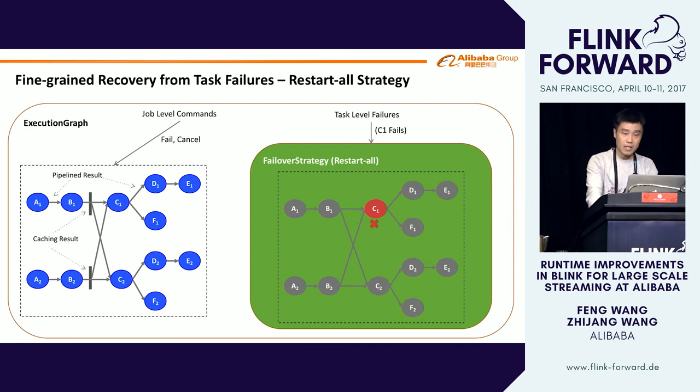Now let me explain the details of how it works. We introduced the failover strategy to handle task-level failures. The failover strategy is an abstraction which allows for different implementations. We already implemented a very simple strategy called restart all as the default one. It keeps the same behavior as the current mode. Based on the restart all strategy, any task failure will restart the execution graph.